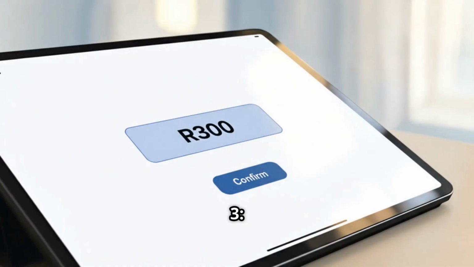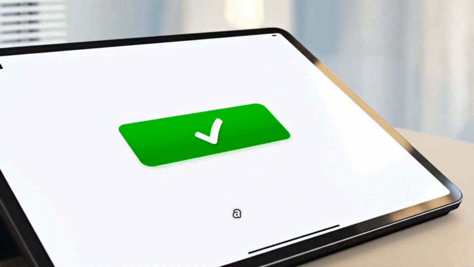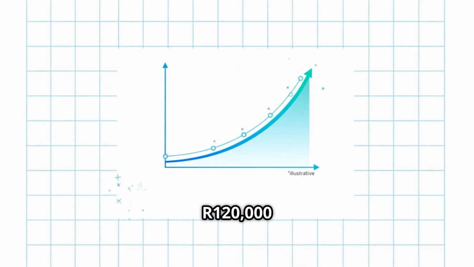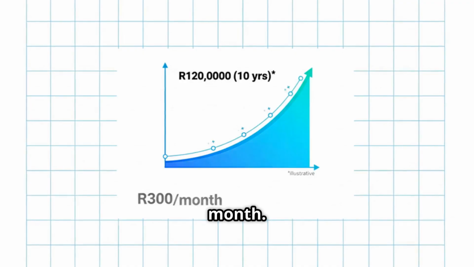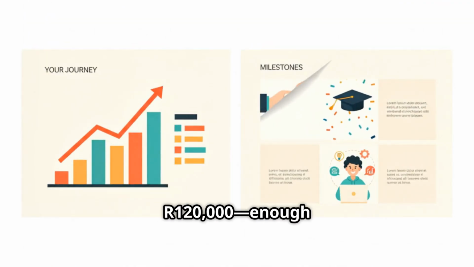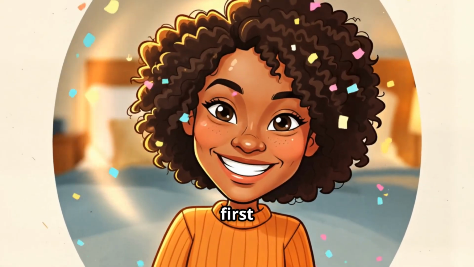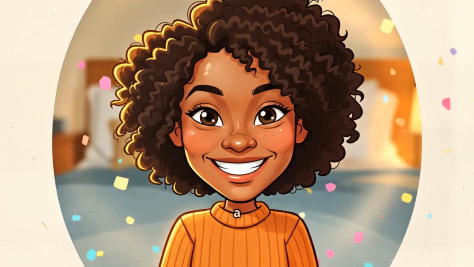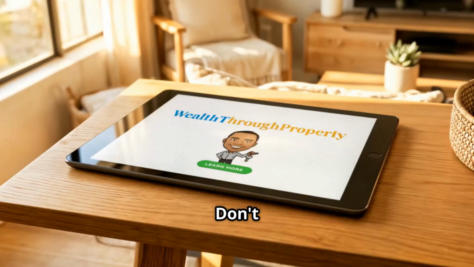Step 3. Set up a monthly debit order. Even 300 Rand a month becomes 120,000 Rand in 10 years with compound growth. Start with 300 Rand a month. By the time they're 18, they'll have over 120,000 Rand, enough for university, a first property deposit, or starting a business. That's generational wealth.